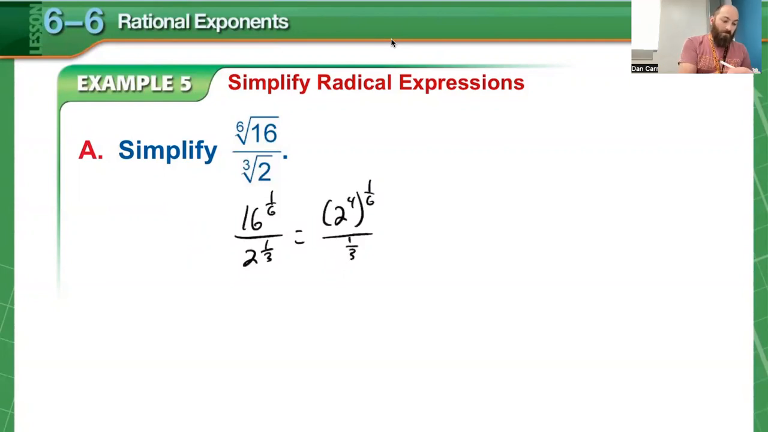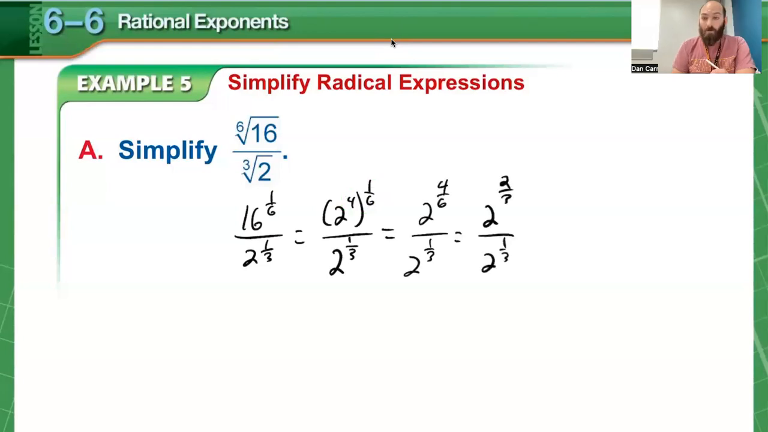I guess I have to write it down here a little more. There we go. From there, now we can apply some of our properties. For example, when I raise a power to a power, I multiply those. So that's going to be the same as 2 to the 4/6 over 2 to the 1/3. I'm going to simplify the 4/6. That's going to be 2 to the 2/3 power, and then 2 to the 1/3 power.